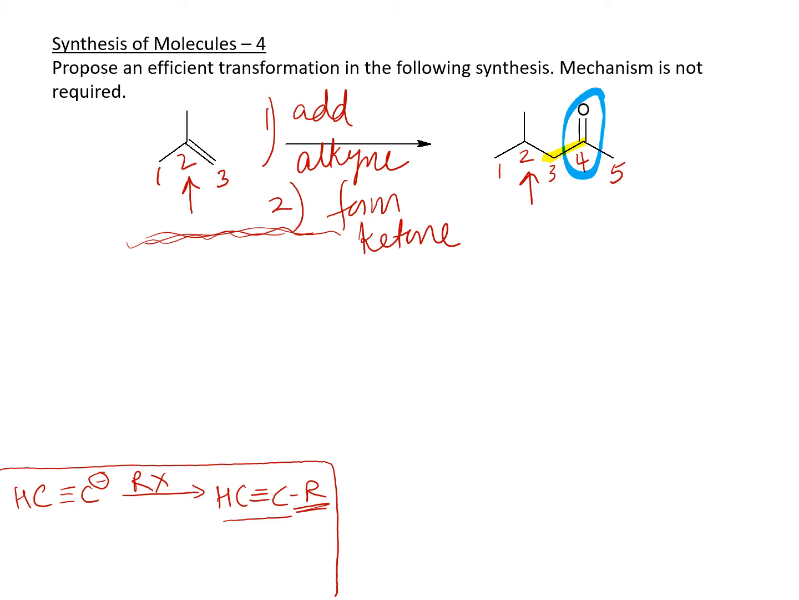But to add an alkyne, I just can't add it like that. I need to have something on the double bond that will help me add the alkyne. And looking at what I have written down here, if I'm going to add an alkyne, I need to have an alkyl halide, which means that I need to convert my alkene to an alkyl halide. So I'm going to clean up a little bit over here so we can work.